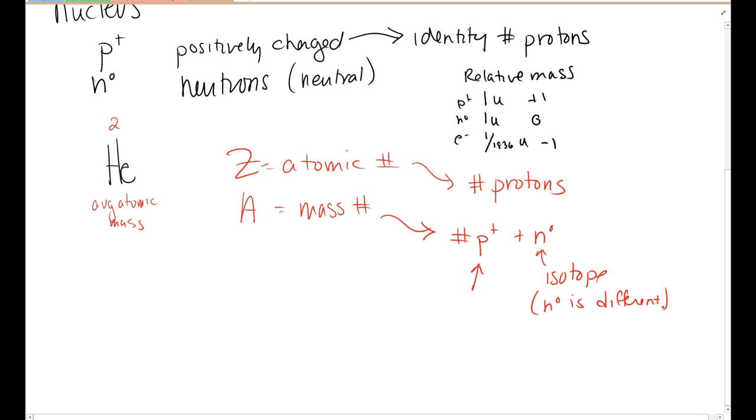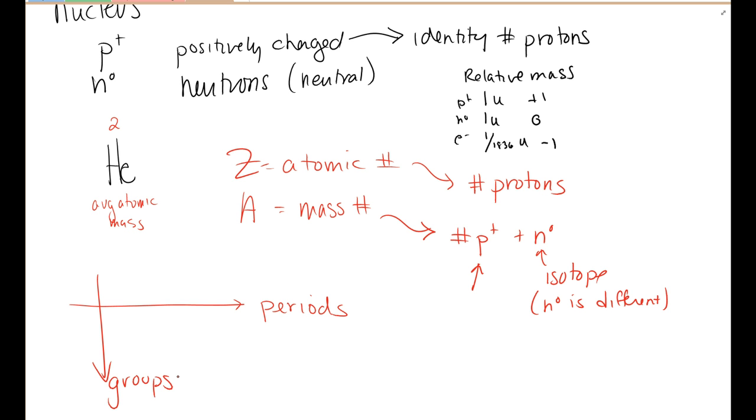So the number of neutrons is different when we have an isotope. Okay, so on the periodic table, things are organized. You have periods going this way, and then you have groups or families going this way. We're just going to call them groups for now because they are group numbered 1 through 18, or group 1A, 2A, 3A, etc. on the periodic table.